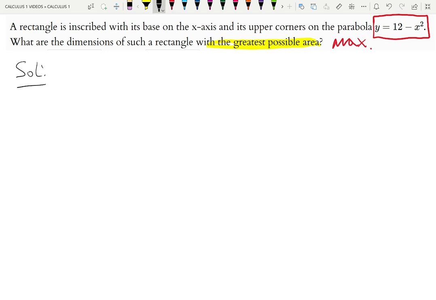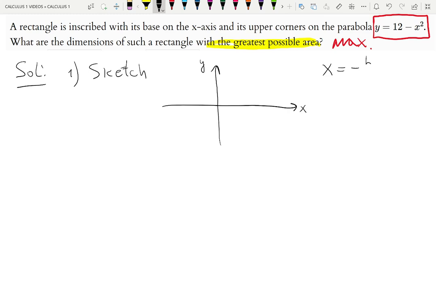Before building the model for this optimization problem, let's do a sketch of the situation, the graph. So I will draw the parabola y equals 12 minus x squared. Now you can figure out the vertex through the formula minus b over 2a, and plug it back into the parabola to get the height. But I can also see that it is a concave down parabola, and plus 12 gives us a shift up by 12 units for the vertex.